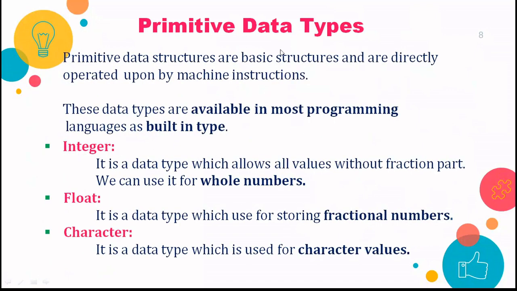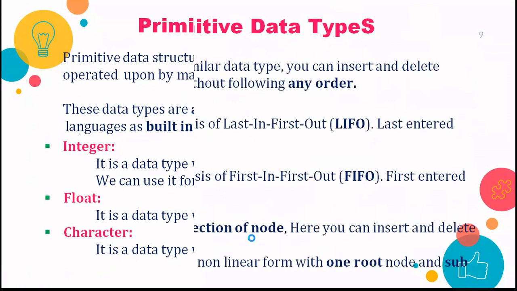So what are the different primitive data types? These primitive data types, that is integer, float, and character, are available in most programming languages, whether it is C programming, C++, Python or Java. Integer is used to store whole numbers, or values without fraction. Float is used to store values having fractional or decimal numbers. And similarly, character is used to store character values.